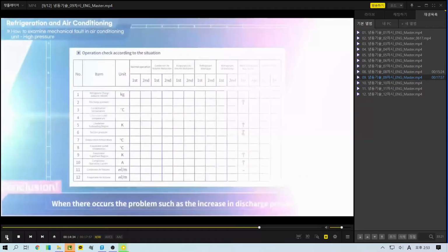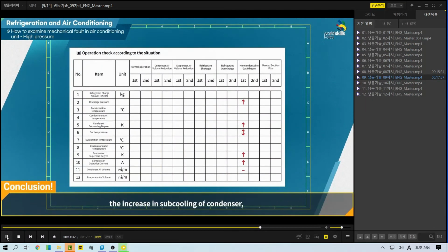When symptoms such as the increase in discharge pressure, the increase in subcooling of condenser, the suction pressure hunting phenomenon, the increase in superheat of evaporator, and the increase in compressor operating current occur, the mixed-in non-condensable gas is assumed as the cause of the fault. In this case, there is no change in the air volume of the condenser.